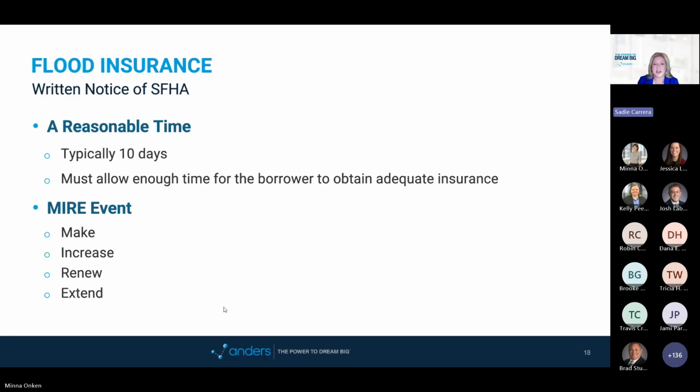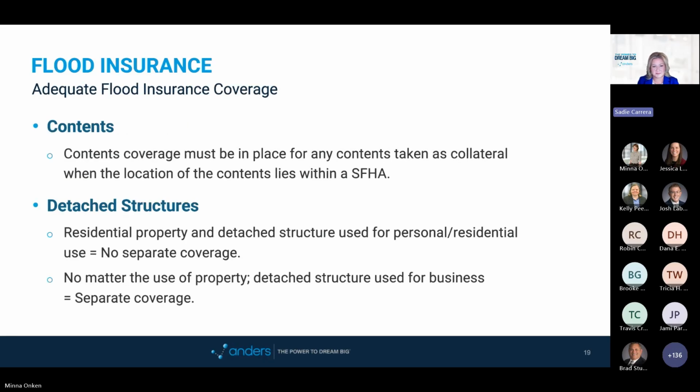Now we can move on to adequate flood insurance. As long as I can remember, adequate flood insurance has been a hot topic among examiners. It's kind of a sink or swim concern.